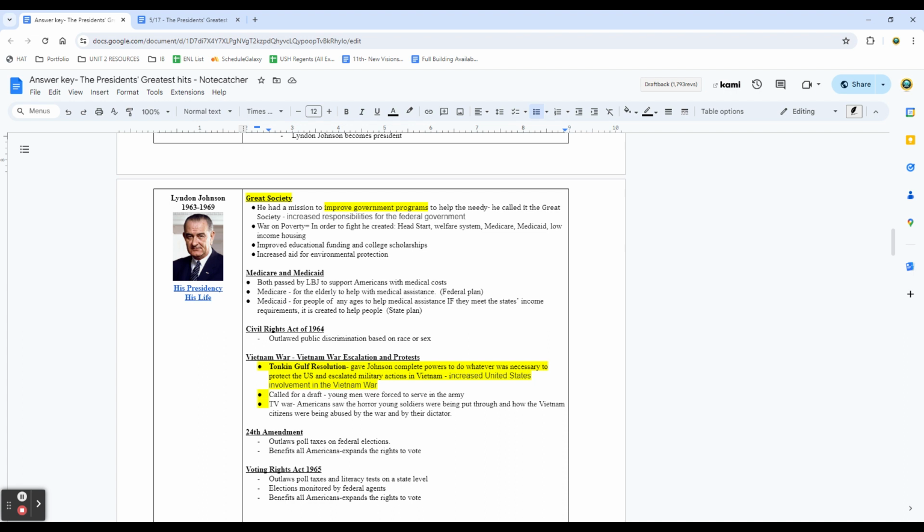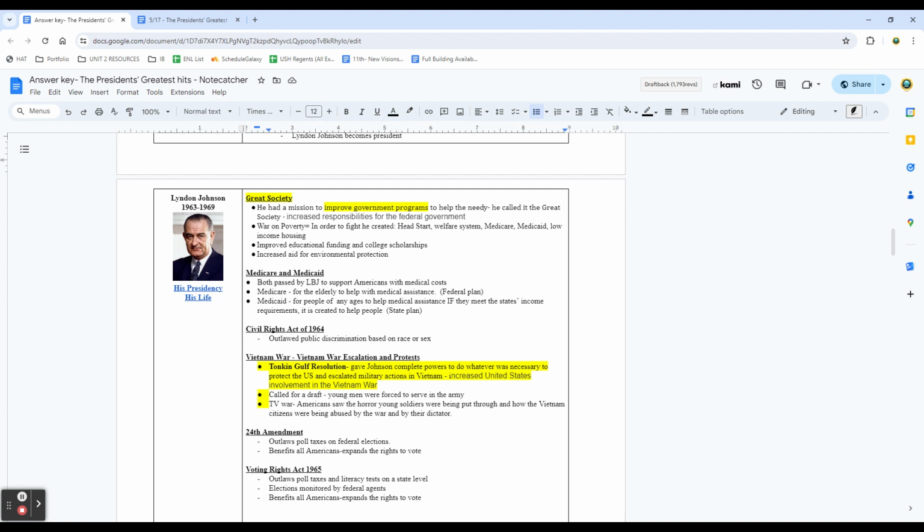So Medicaid and Medicare were two major elements of the Great Society programs. Medicare being federal programs for people who are over 65, and Medicaid being state-based programs based on how much income someone has to pay their medical bills.